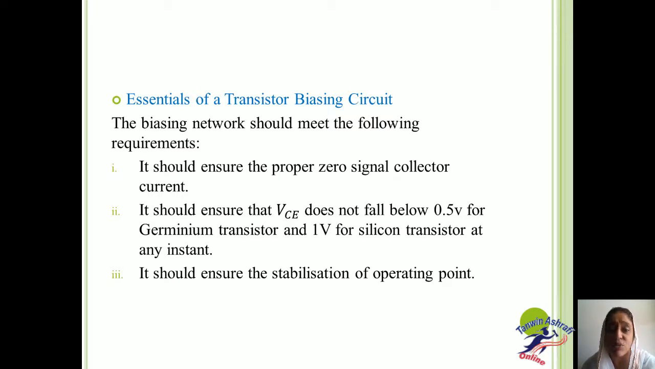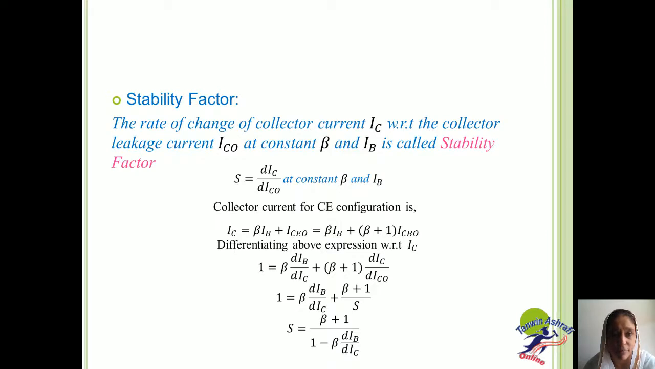The biasing network should meet the following requirements essentially. It should ensure the proper zero signal collector current, and it should ensure that VCE does not fall below 0.5 volt for germanium or 1 volt for silicon at any instant. And it should ensure the stabilization of the operating point.